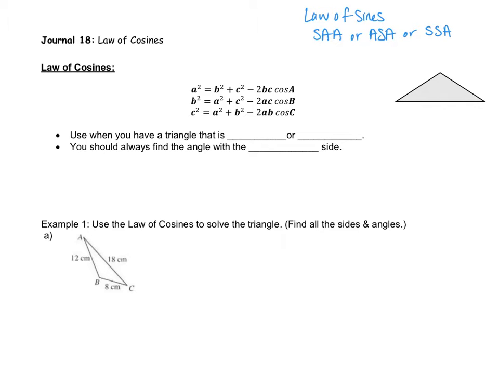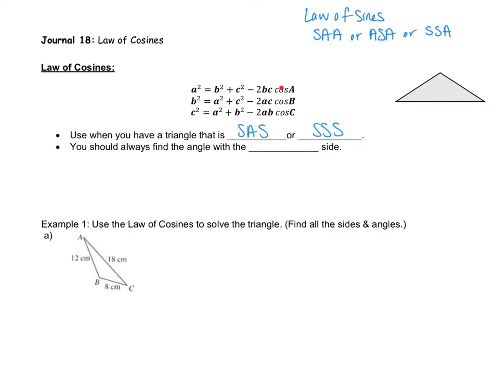But if you don't have enough angles, you might not be able to use the law of sines. So in this case, let's say you have a lot of the sides of the triangle. In other words, maybe you have two sides of the triangle, or you have all sides of the triangle. So you would use the law of cosines when you have a triangle that is side, angle, side, or maybe just all the sides, so side, side, side.